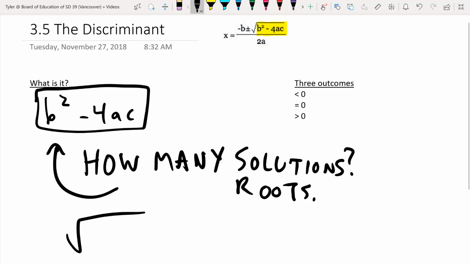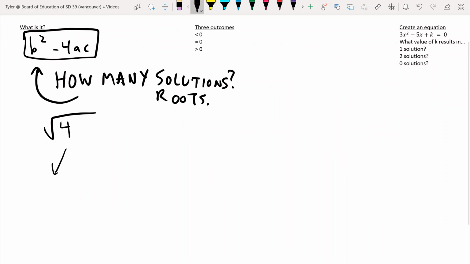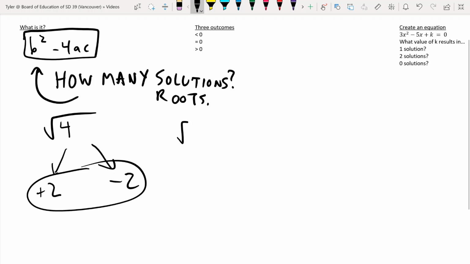Let's say that our discriminant ended up being square root of 4. When we square root 4, there are actually 2 possible answers. It can either be positive 2 or negative 2. So that leads us to having 2 solutions. What you'll find is that when you square root any number that is greater than 0, you will get 2 roots, always. Let's call the discriminant d. When d is greater than 0, 2 solutions.